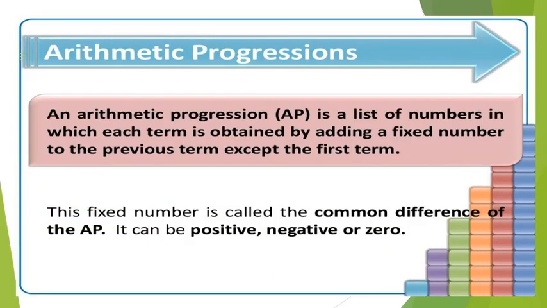Now here I am introducing the word arithmetic progression with reference to the previous slide. So, the definition of an arithmetic progression. An arithmetic progression is a list of numbers in which each term is obtained by adding a fixed number. I repeat, by adding a fixed number to the previous term, except the first term. This fixed number is called the common difference of the AP. It can be positive, negative, or 0.